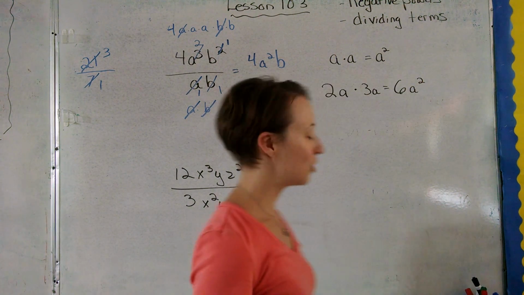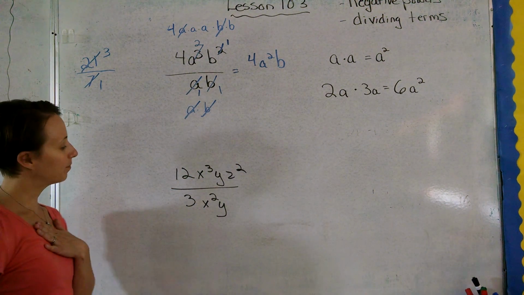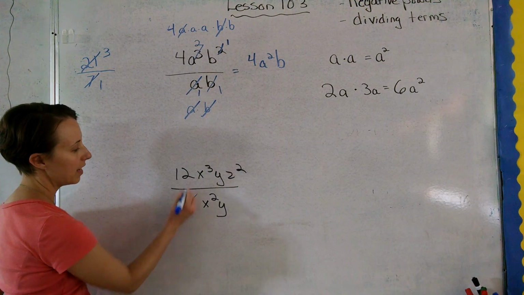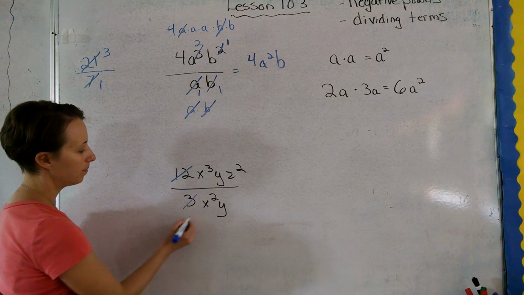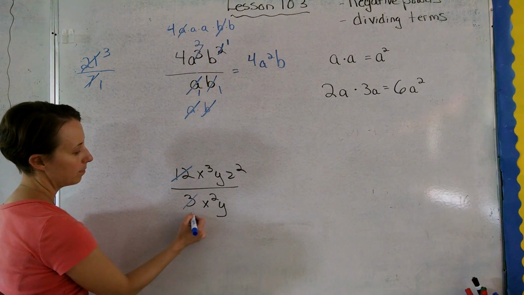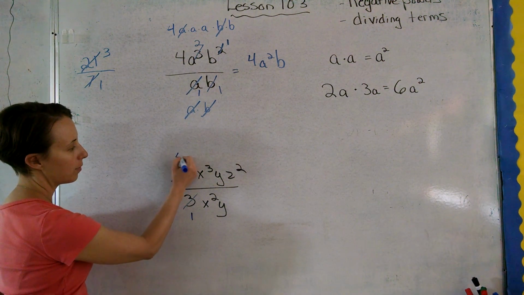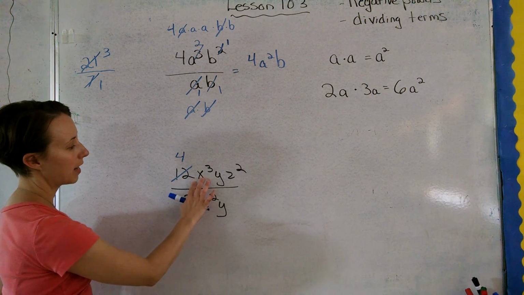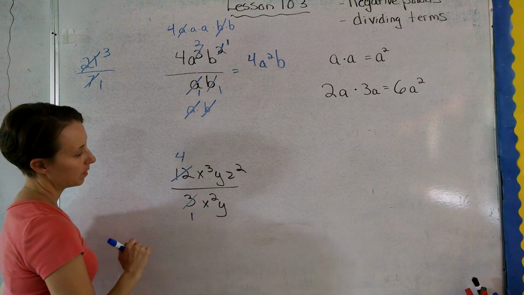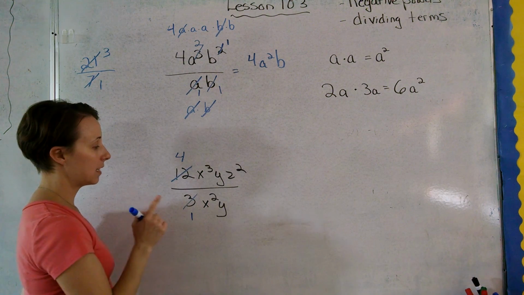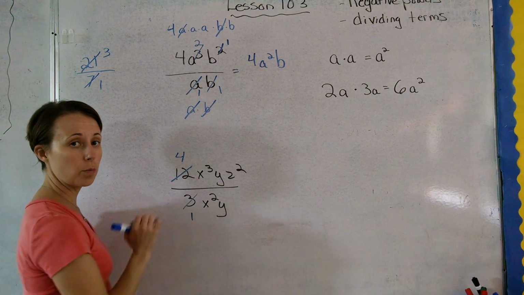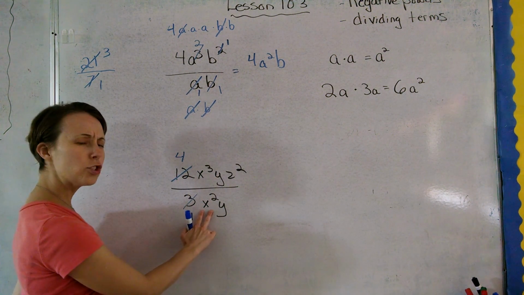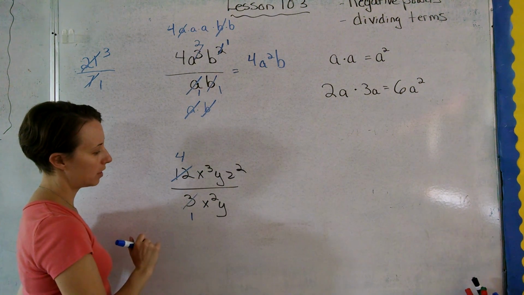Welcome back. I hope you finished your problem. Here's what I see. I see that I can divide 3 out of both the top and the bottom. 3 divided by 3 is 1. 12 divided by 3 is 4. I have x times x and x times x times x. I can't cancel out 3 x's because I don't have 3 in both the numerator and the denominator. But I do have 2 in both the numerator and the denominator.